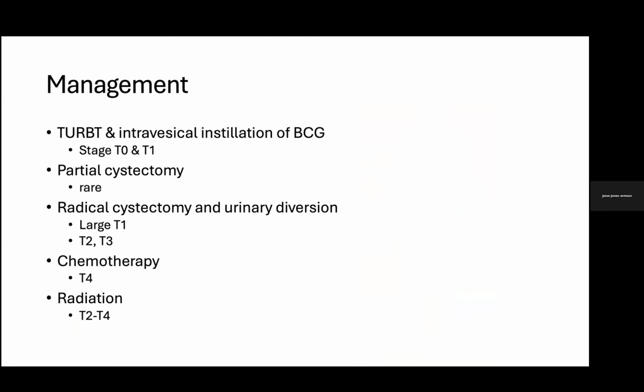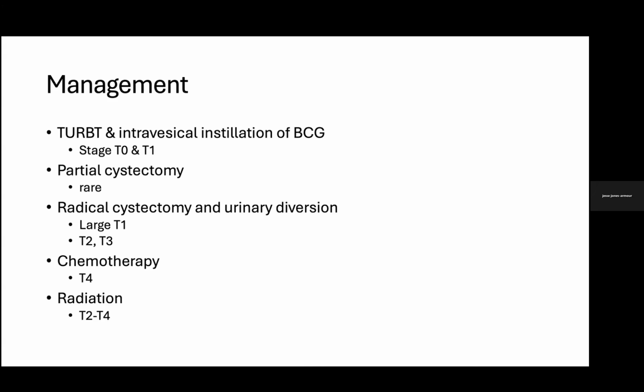There are different ways to manage bladder tumors. So first line, if it's a small lesion, you would do your TURBT, which is your transurethral resection of bladder tumor, and then you have intravesicular instillation of BCG. And what this does is that it causes an inflammatory reaction in the bladder, which then could destroy the seeds of tumor that you may have.